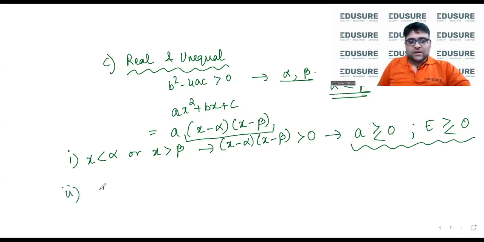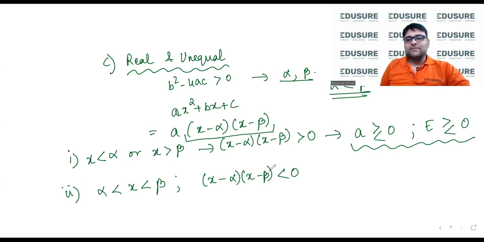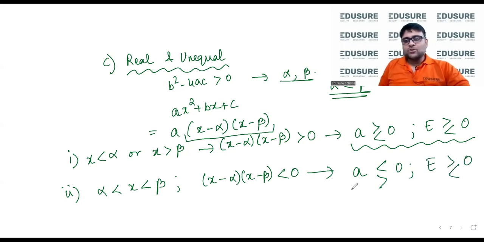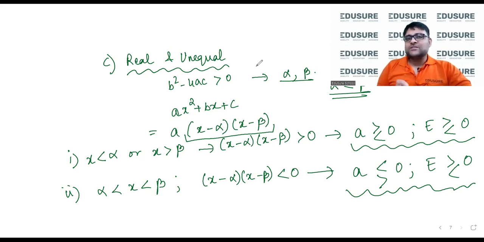Second case, x lying between alpha and beta. That will mean x minus alpha into x minus beta will be negative, because x minus alpha will be positive, x minus beta will be negative. A negative positive will make expression positive negative. So if a is negative, expression is positive. If a is positive, expression is negative. So this is the only case in which the expression sign will be converse to the sign of a.